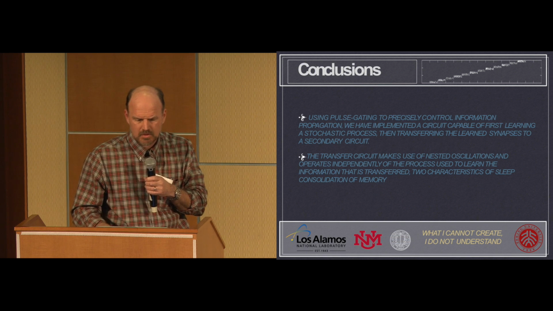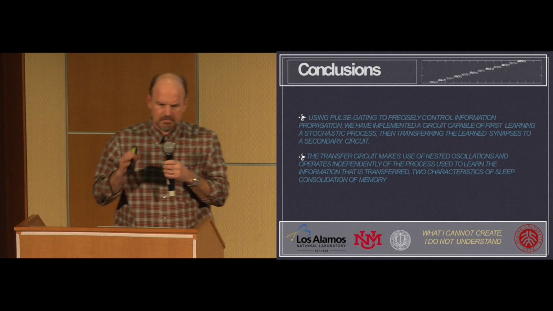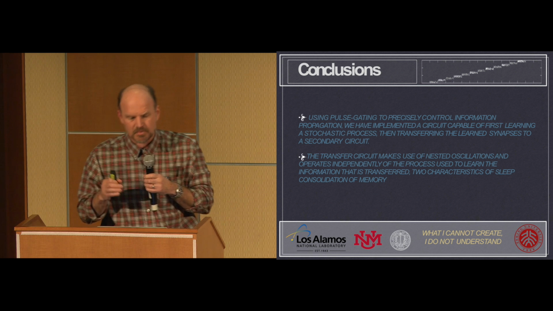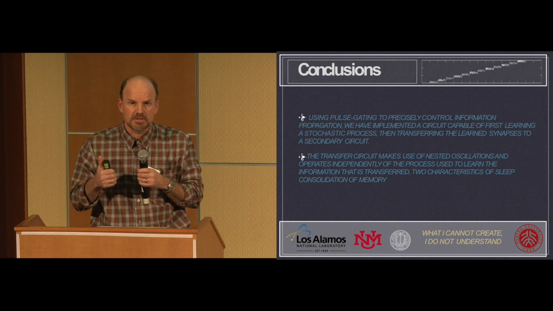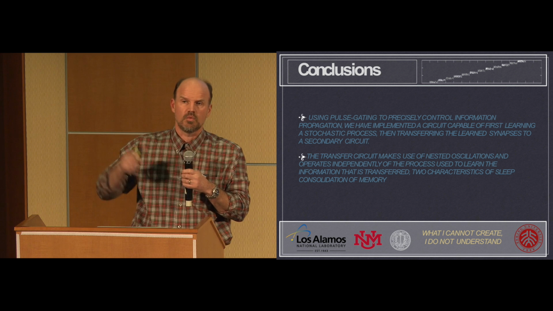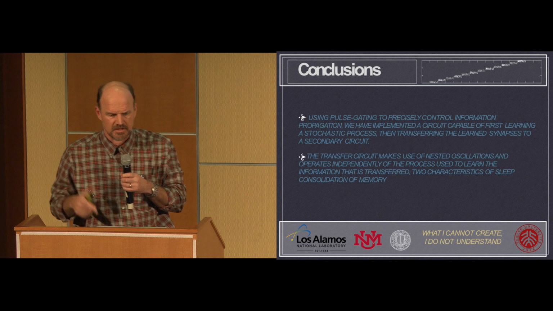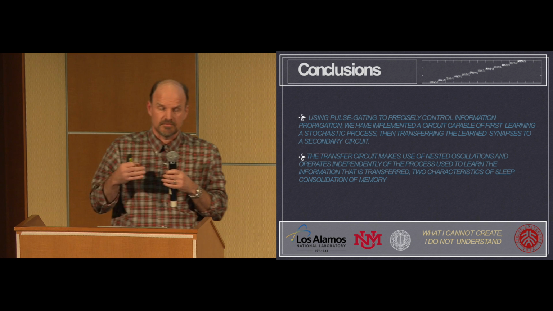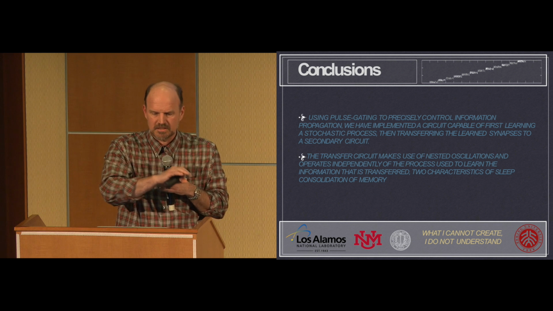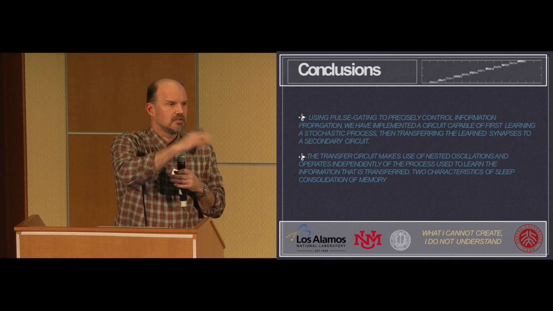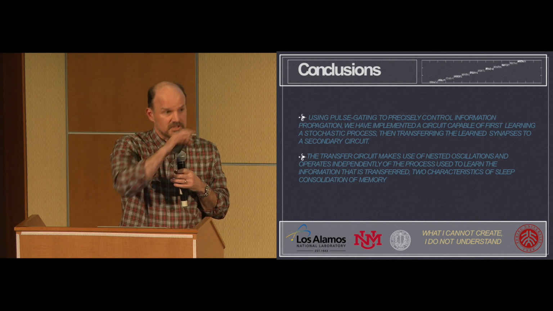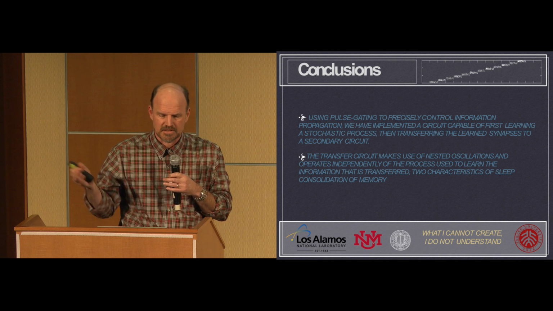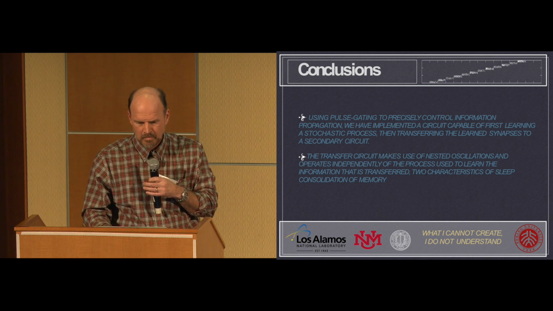Okay, so the main point here, or the first main point, is that we can use pulse gating to very precisely control where information is in a neural circuit. And we implemented a circuit capable of first learning a stochastic process and then transferring not the process, but the synapses that we learned, the covariance matrix, to a secondary circuit.